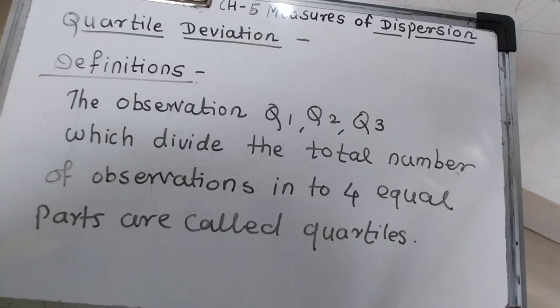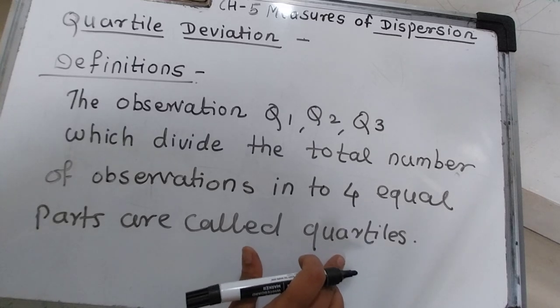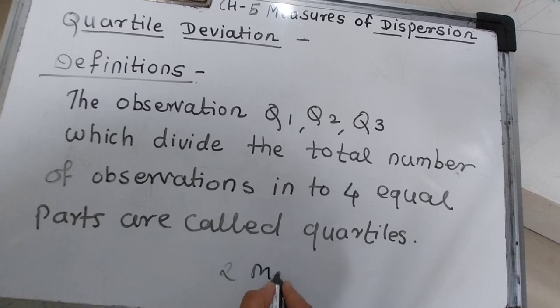See, we have seen the median. The median divides the total number of observations into two parts. Similarly, in order to make four equal parts of the data, we use the quartiles. The median divides into two parts, all of you know this, and the quartiles divide into four equal parts. For making 10 equal parts, we use the deciles. For making 100 equal parts, we use the percentiles.